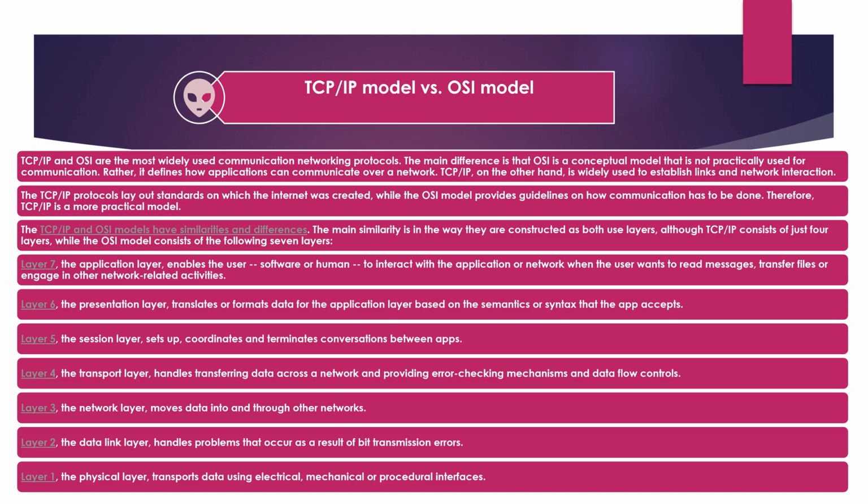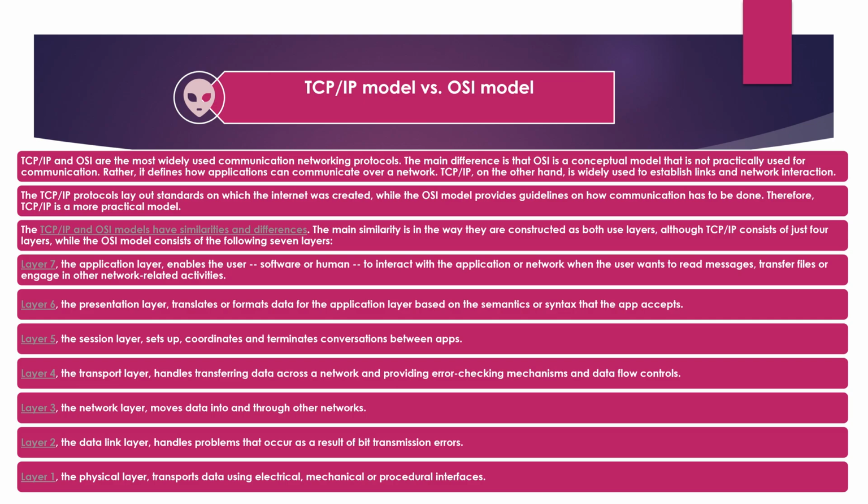TCP/IP model versus OSI model. So TCP/IP and OSI are the most widely used communication networking protocols. The main difference is that OSI is a conceptual model that is not practically used for communication. Rather, it defines how applications can communicate over a network. TCP/IP, on the other hand, is widely used to establish links and network interactions.